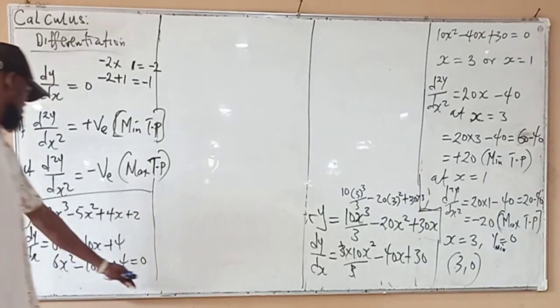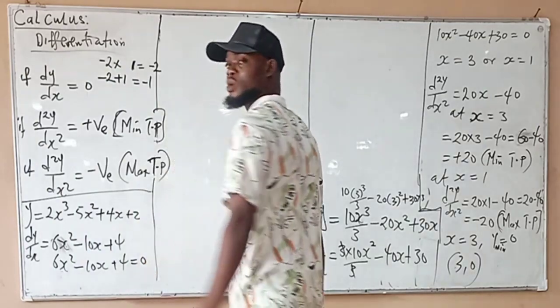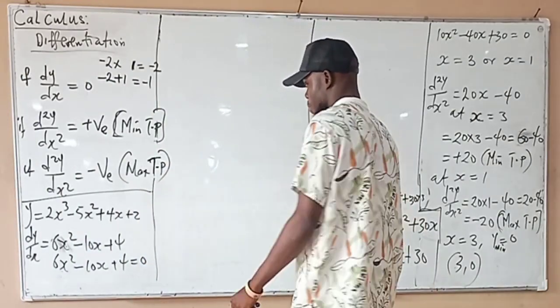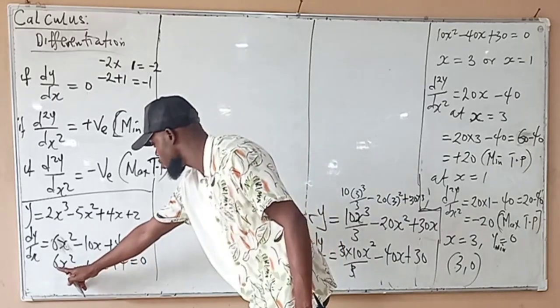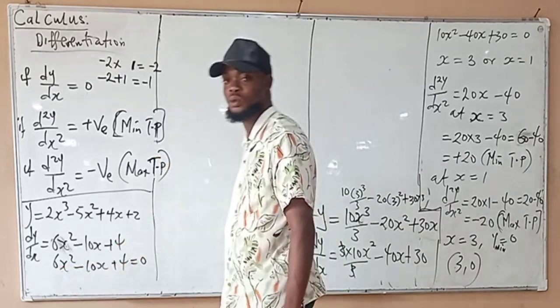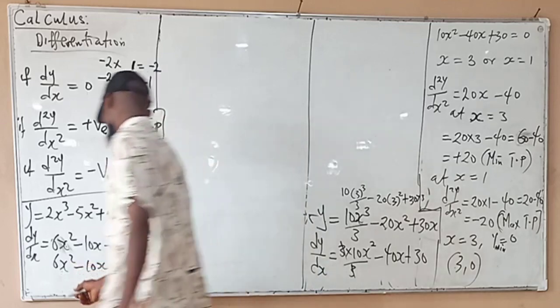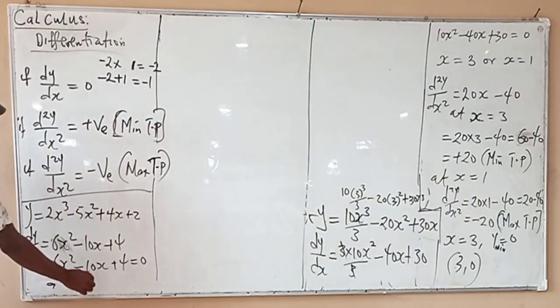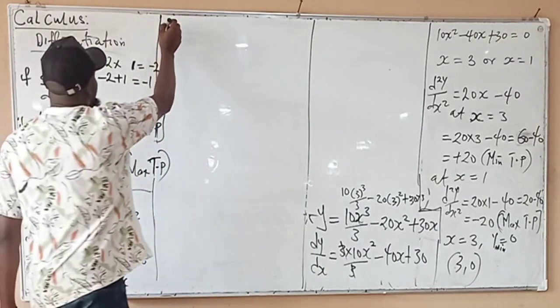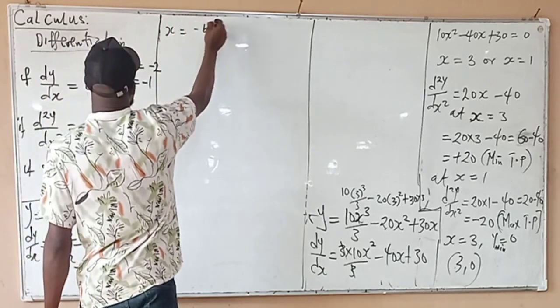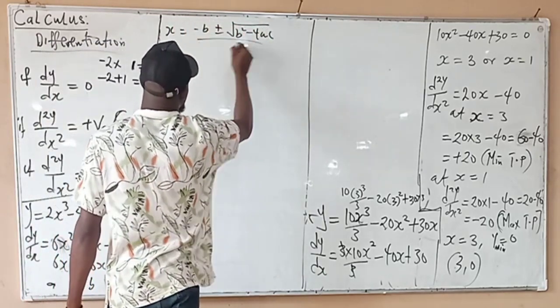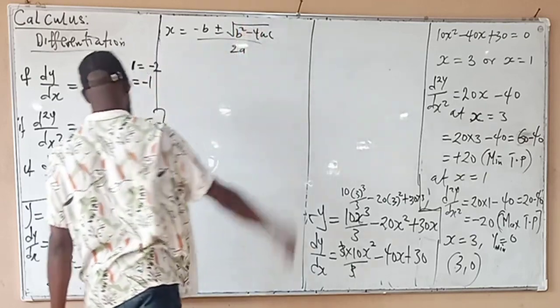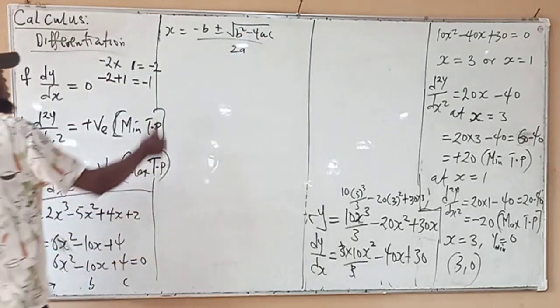So you can do this by factorization, then you solve it. This one has a method to do it. This is our A, this is B, this is C. Remember, x equal to minus B plus or minus square root of B squared minus 4AC, all over 2A. So use that to solve it. Let me just do it to see what I'm going to have.